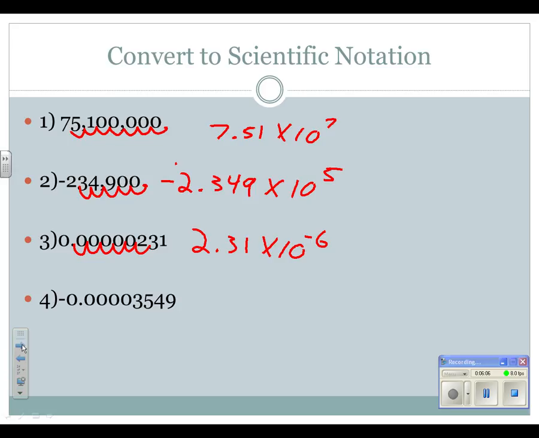Here we go again. We have a negative sign, so keep it negative. 1, 2, 3, 4, 5. It's 5 again, so it's negative 3.549 times 10. Move to the right, so it's negative 5. That's all there is to it. Once again, put these into your calculator, put it in scientific mode to check your answers.